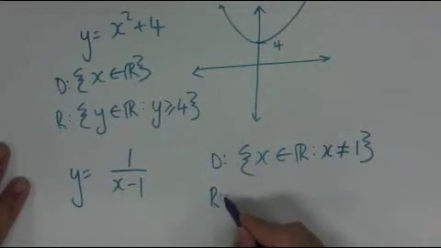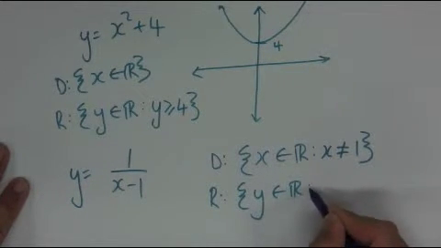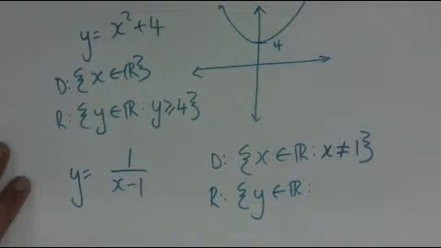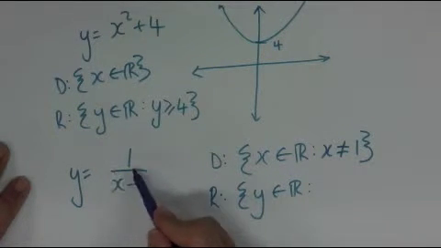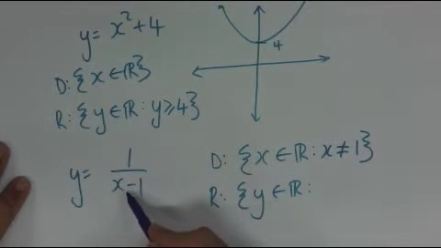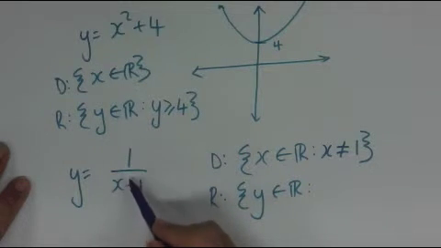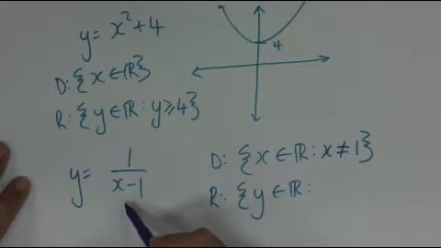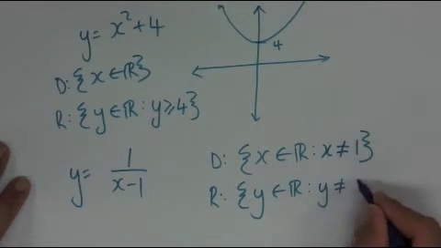And my range then would be that y is contained within all real values such that, well, in this case here, for this to equal 0, the thing on the top would have to be 0. Because 1 divided by 0, as we said before, doesn't work, that's undefined. And so 1 divided by any other number can never be 0. Yes, it's going to get really, really close to 0, but it can never actually equal 0. So it cannot be 0.